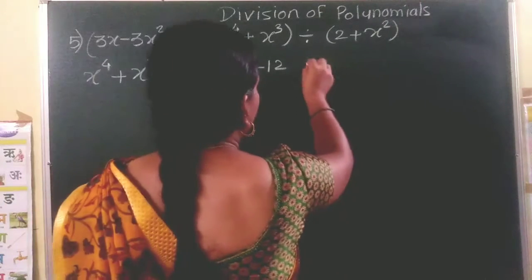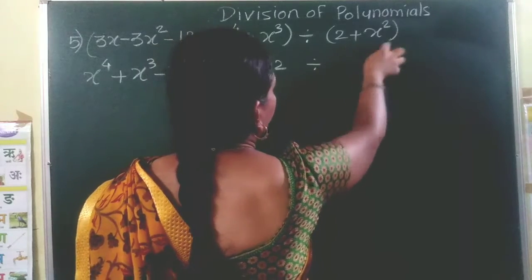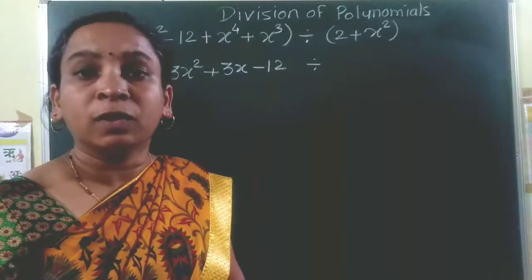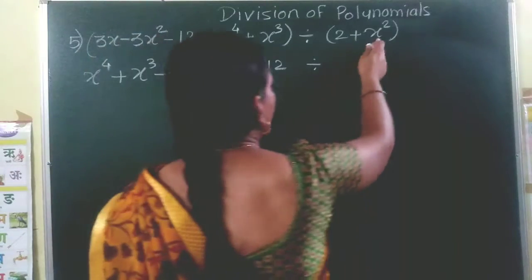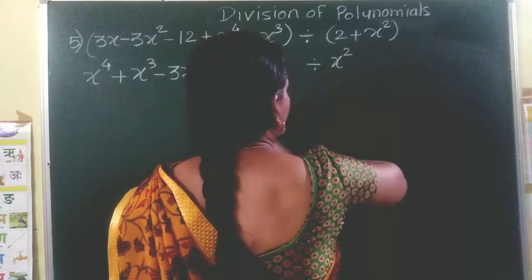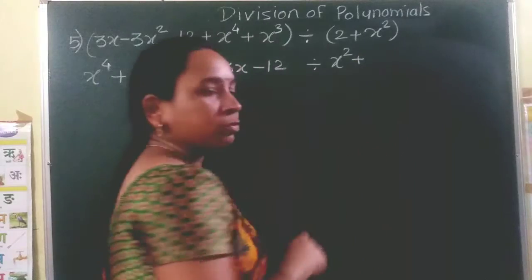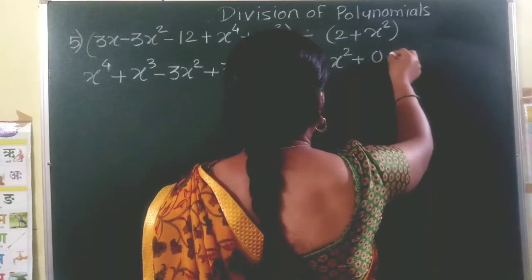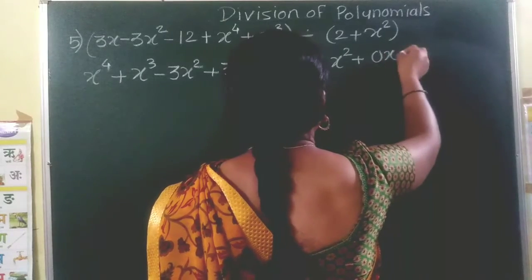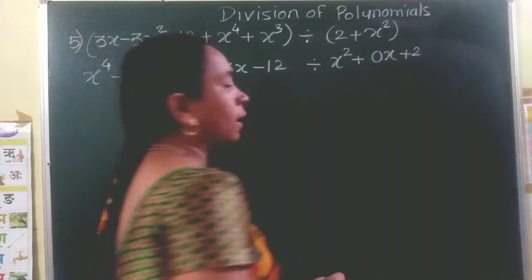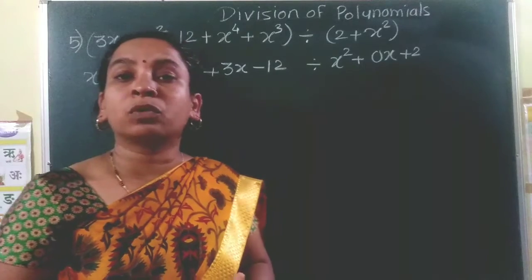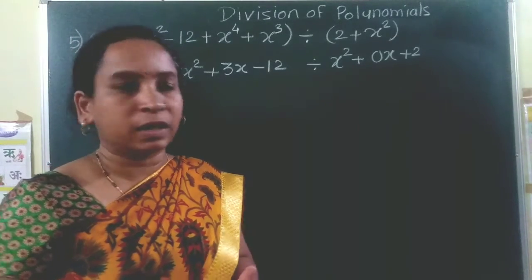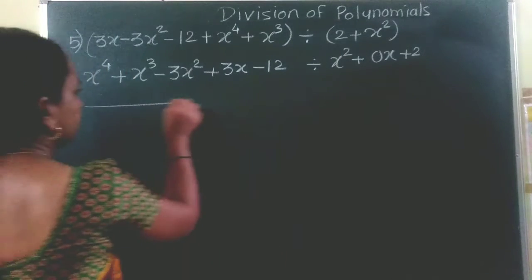Now we'll see the divisor. The divisor is also not in the standard form or the index form. So I'll convert it into index form. So x square term will come first. The x term is missing, so I'll take the help of a 0 as a coefficient. So 0x and then plus 2. So now dividend and divisor both are in the index form. So we'll see the division.